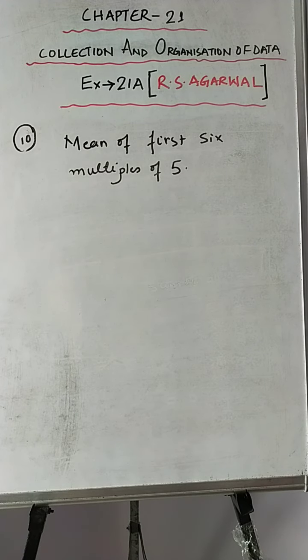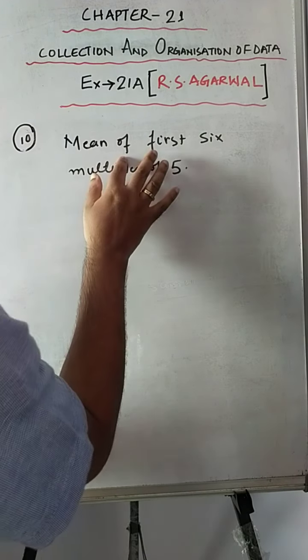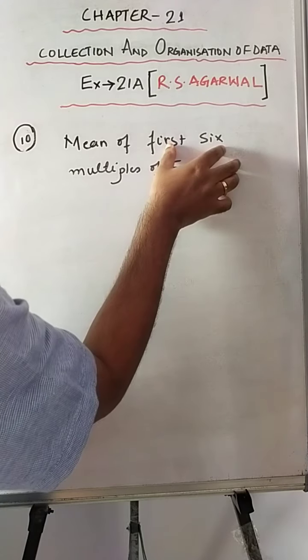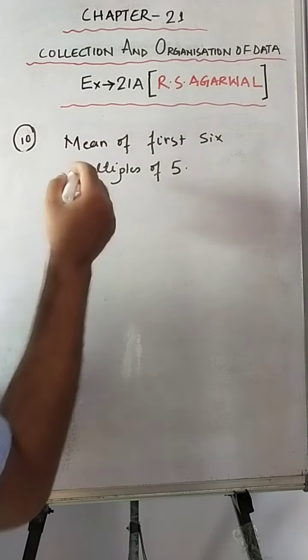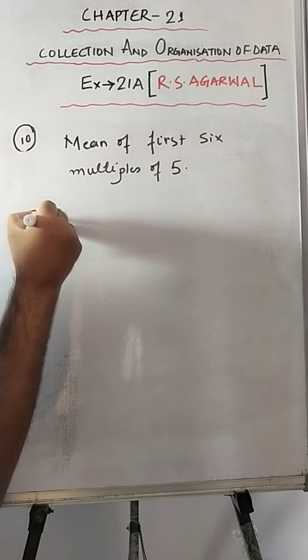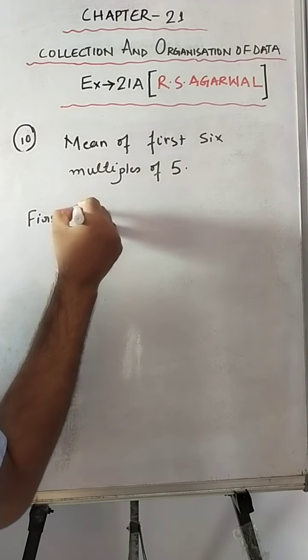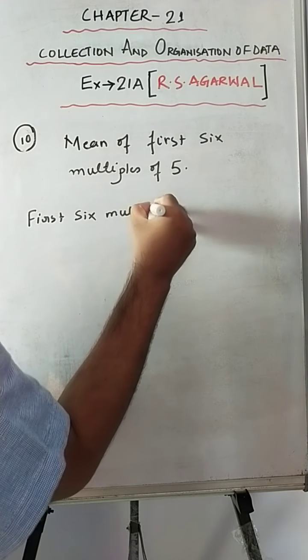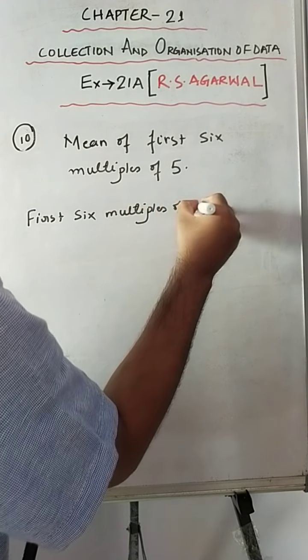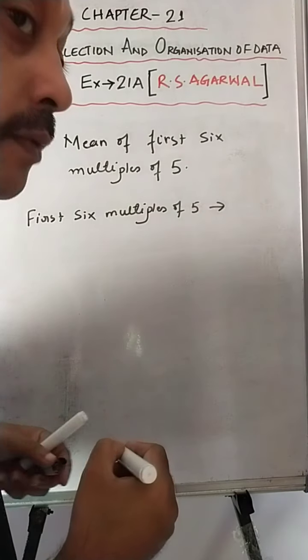In question number 10, what do we have to find out? The mean of the first 6, again first 6, but this time multiples of 5. So we have to write this first: what are the first 6 multiples of 5? That means we have to work out the 5 table now.